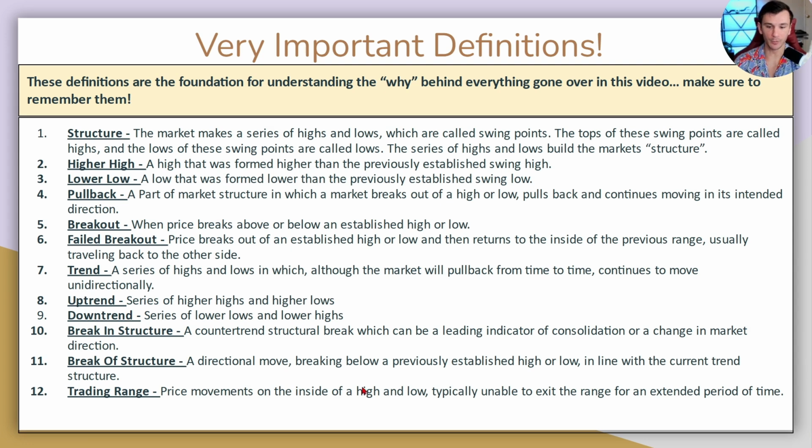So a directional move breaking above or below a previously established high or low, against the current trend structure. Again, if we were in a downtrend, we make a higher high. If we're in an uptrend, we make a lower low. That sets the market out of whack. That could inform us that we're about to go into a period of consolidation, or that the market might even be reversing. And then a trading range is all price movement on the inside of a high and a low, typically unable to exit that range.